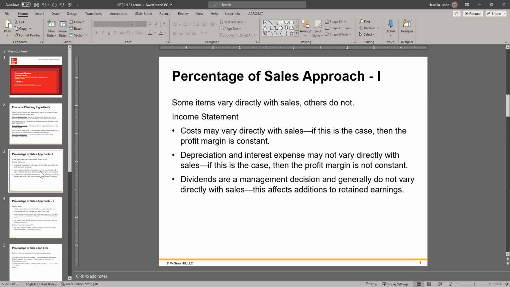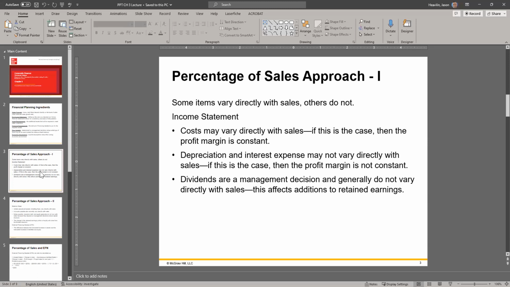However, depreciation and interest expense may not vary directly with sales. Those are functions of your debt levels and the type of debt you choose to go with. Depreciation depends on your assets and the life of the asset. So when those come into play, that's going to change your profit margin. Let's say your sales go up and your costs go up accordingly, but your depreciation and interest stay the same, then your profit margin may go up.